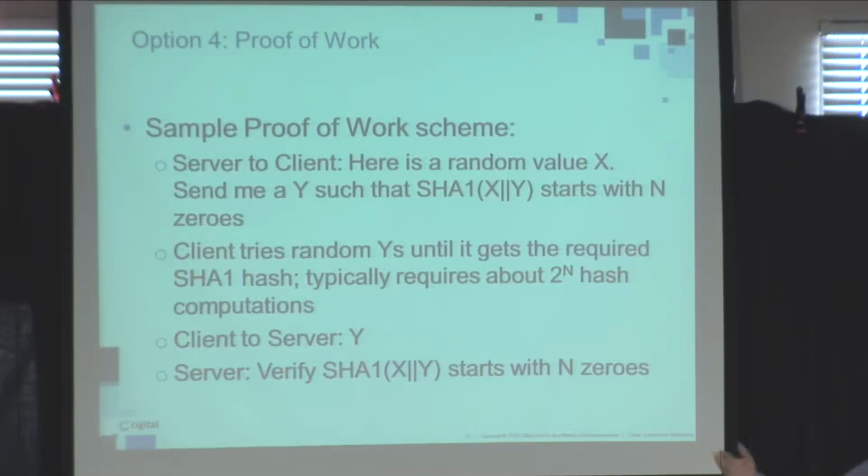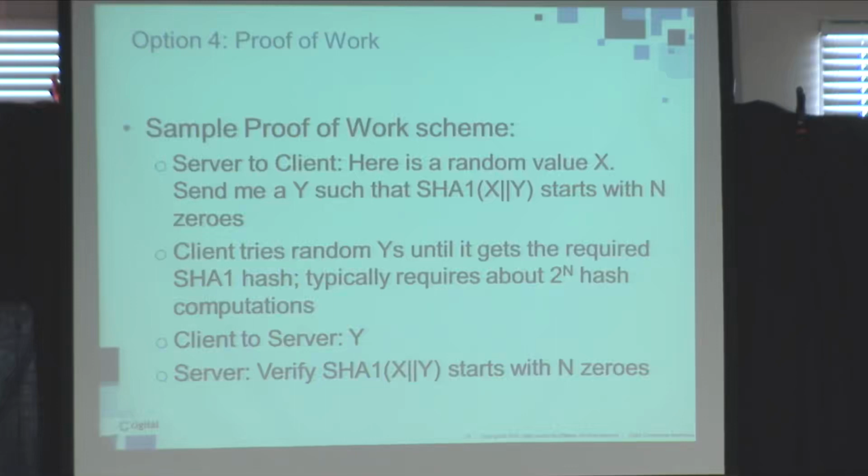And you can make that as many zeros as you want. And the more zeros you add, the more work the browser has to do to find a value y. So the client has to try random y's until it gets the required hash. That's typically going to require about 2 to the n computations, where n is the number of zeros that you want up front in the SHA-1 hash. Then the client sends the value y to the server. The server just generates one hash, x concatenated with y, makes sure that it starts with n zeros. So now the client has to do a lot of work to find that value y, on average. The server has to just verify one hash.